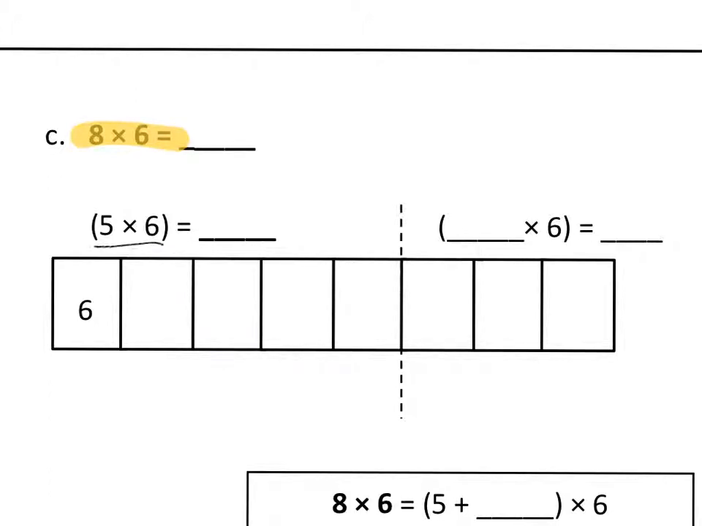So we have 5 groups of 6 again. So here we go: 6, 6, 6, 6. And that's going to give me 1, 2, 3, 4, 5. But it starts with 8, so we need 3 more, because 3 more than 5 gives me 8. So I need 3 more 6s.